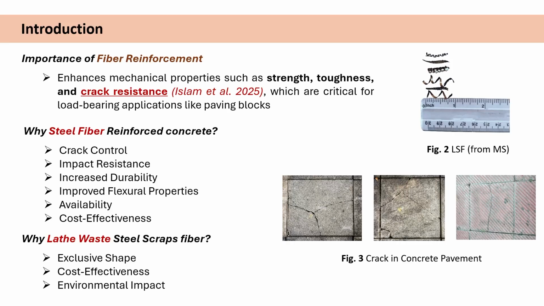Lathe-Waste steel fibers are locally available, have a unique twisted shape, and are cost effective. Using them not only strengthens the concrete but also helps in recycling the industrial waste. This is why Lathe-Waste steel scrap is used. Therefore, the Lathe-Waste steel fibers have a strong potential to be used as reinforcement in concrete paving blocks.